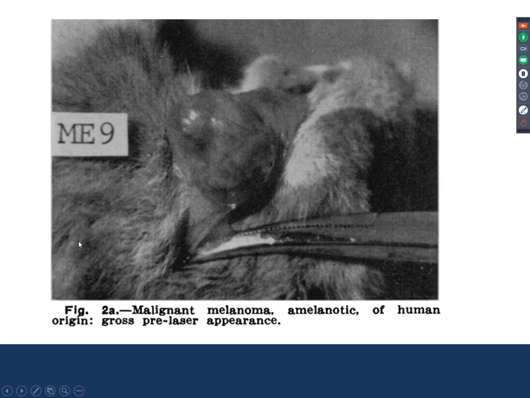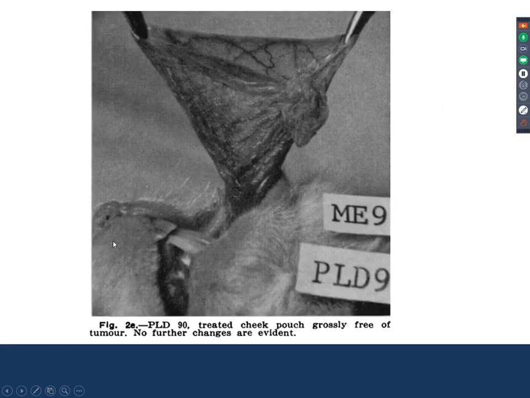What he did was he injected malignant melanoma into the cheek pouches of hamsters. So there you can see the melanoma. It's a growth, and then he used a laser to eradicate and completely cure the hamster of the malignancy, right? Now, these were higher powered lasers, but this was the first use of lasers in medicine, specifically for removing tumors. So it's quite interesting.